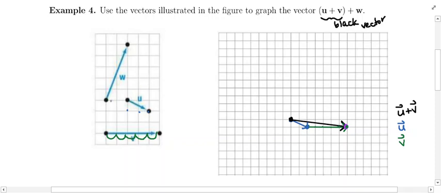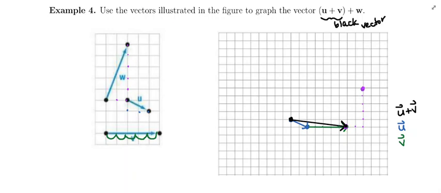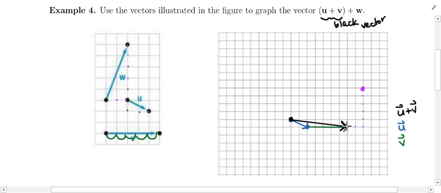So from this point, if I go over here to my illustration, I need to go right 2, up 5. So right 2, up 5. Okay, so that's going to be the terminal point of w. And I need to connect the dots. So this purple vector is going to be vector w. I need to put my arrowhead. It's pointed in this direction.